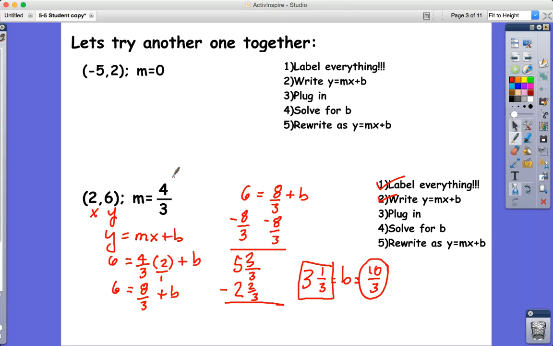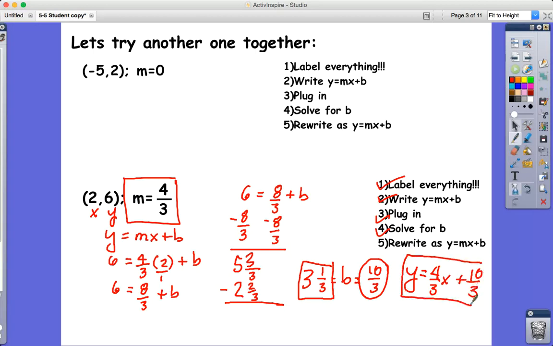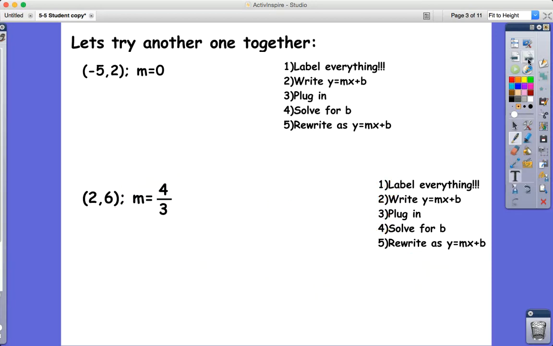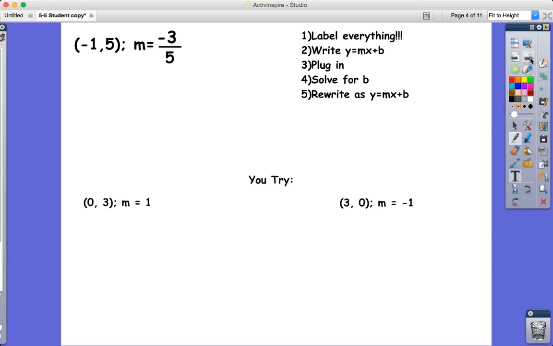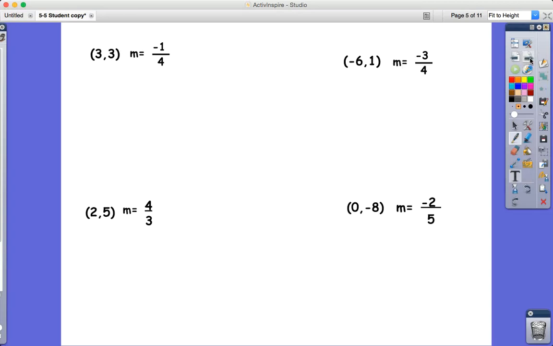Okay, so rewrite this. We have m and we have b. So rewrite this as y is equal to, plug in, solve for b, 4/3 x plus 10/3. You might want to watch that again just in case you didn't get it the first time. And like always, you're going to finish the rest of the problems. So you're going to do this next page and this right here.